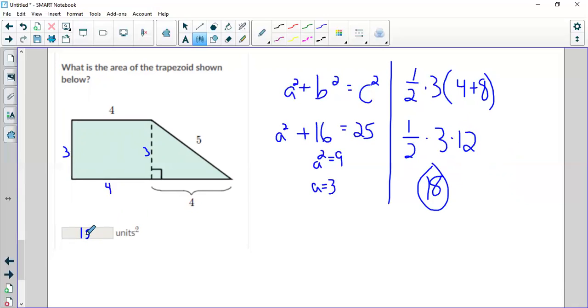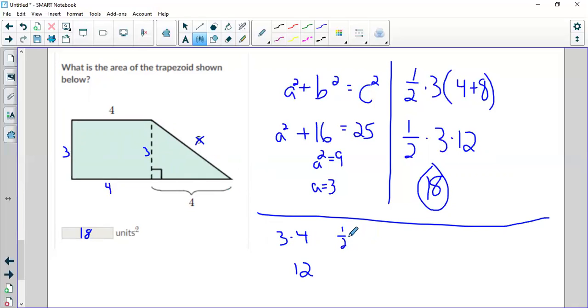If you don't like the trapezoid formula, you could do it as two separate pieces. I could find the rectangle area and the triangle area, add them together. So if I do the rectangle, just length times width, 3 times 4, the rectangle has an area of 12. And this triangle is 1/2 base times height. This 5 means nothing in any of these formulas. The 5 was just used to calculate the height using the Pythagorean theorem.